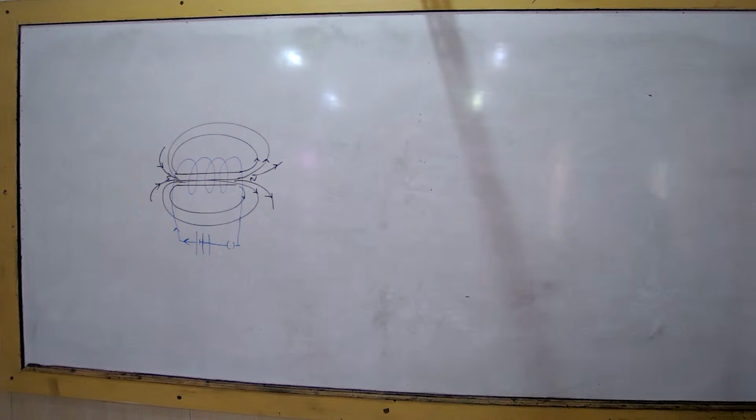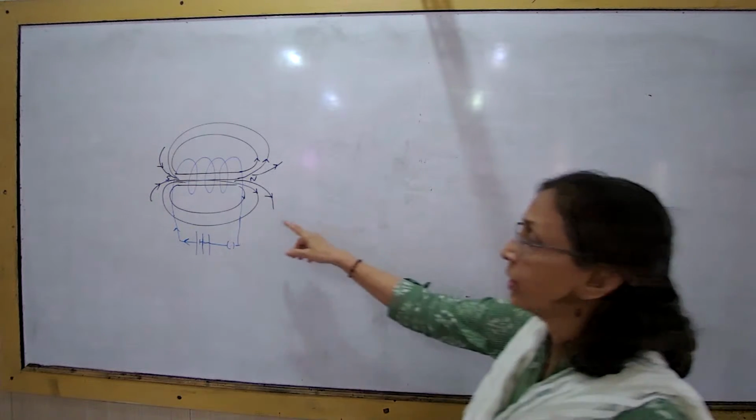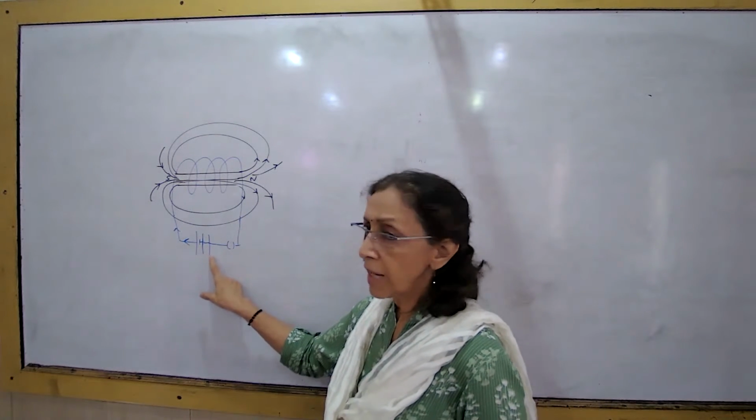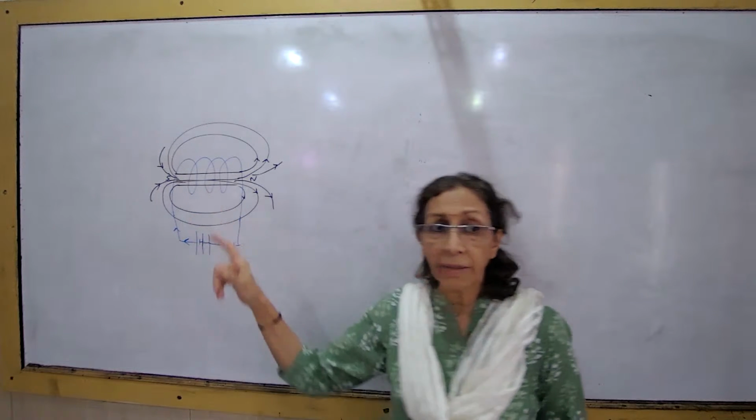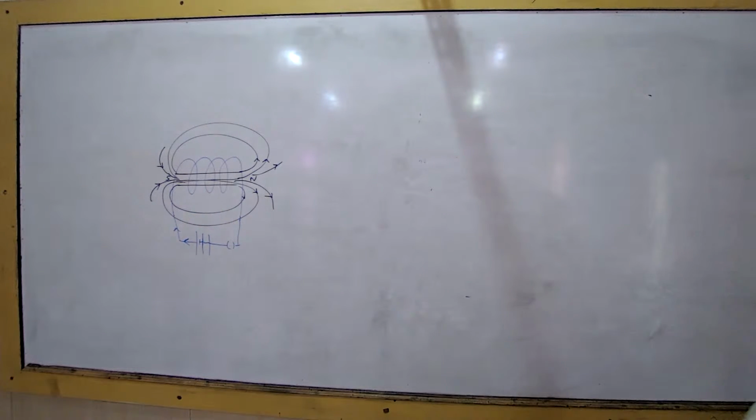Now so far we have been using only the right hand. What is this rule? Right hand thumb rule. But now we have seen that whenever we have a solenoid, one, we have current. Second, we also have a magnetic field. Third, if you get some other magnet close to that, it will have a repulsion. So that means there is a force which is also coming into play.